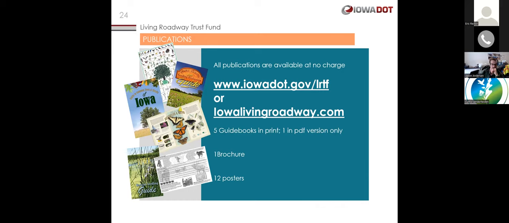The website, you can either go to iowadot.gov/LRTF, or if it's easier to remember, iowalivingroadway.com takes you to the same place. And so to conclude, I just want to emphasize again that Iowa is very unique in having a program such as the Living Roadway Trust Fund. And so I'd just like to encourage you all to share in what it can do to assist your local community.